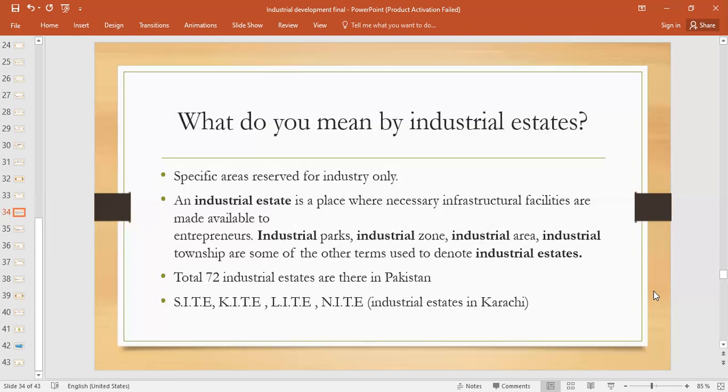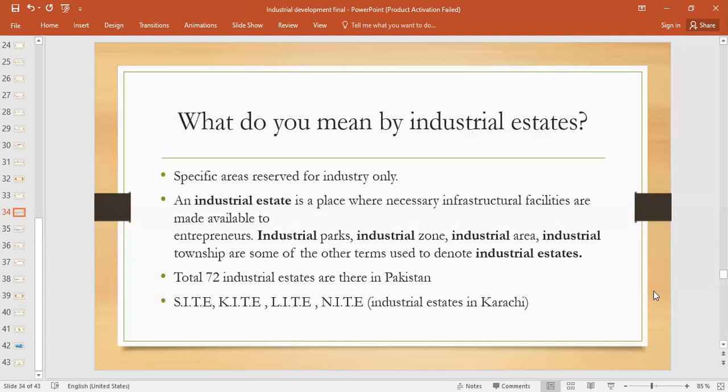There are a total of 72 industrial estates in Pakistan, inclusive of our capital city Islamabad, right? In Sindh there are 24 industrial estates, in Punjab 20, KPK 15, Balochistan 10, and in the Federal Capital 3 industrial estates. So altogether 72 industrial estates are there in Pakistan.